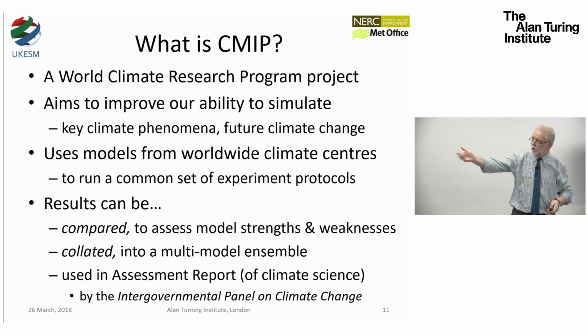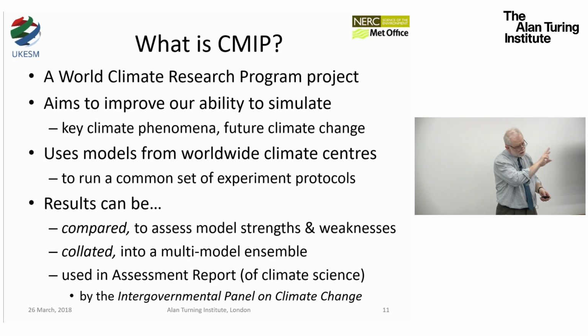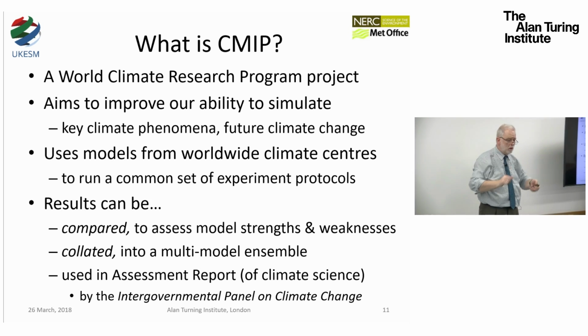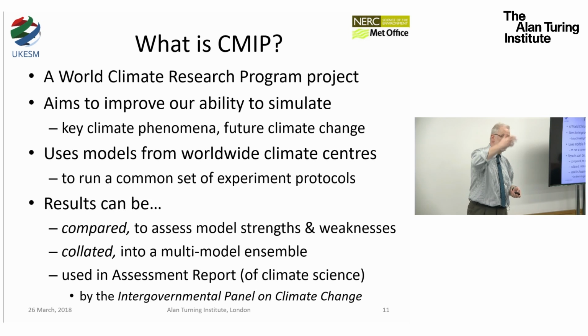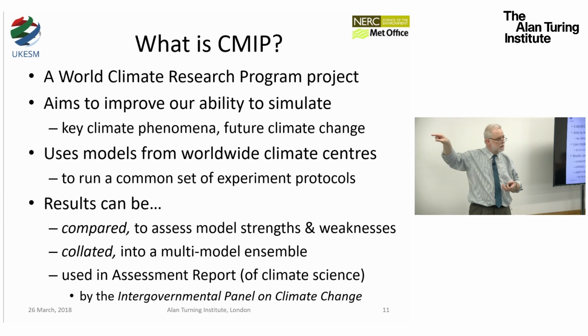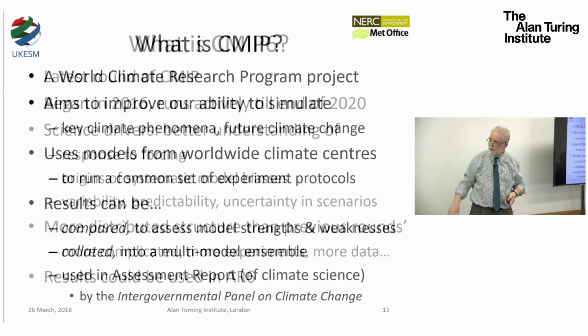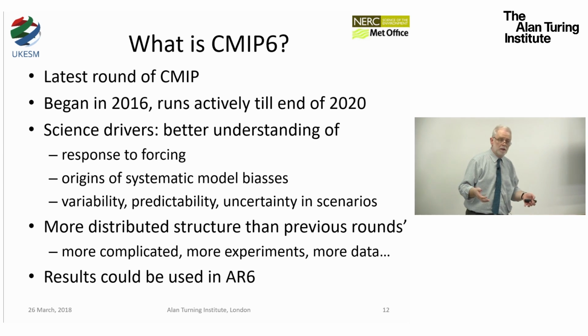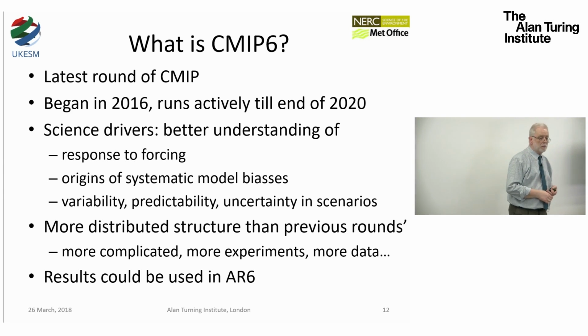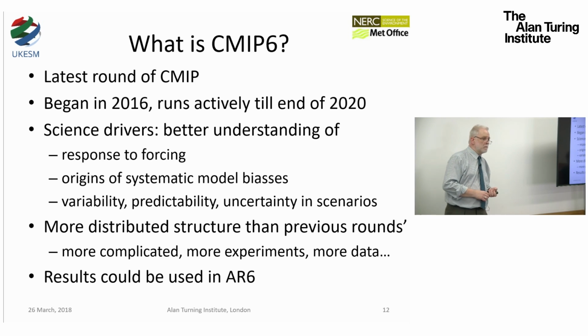So the idea here is that you can compare the results of different models doing the same experiment to assess the models' strengths and weaknesses. You can collate all those models together into a multi-model ensemble, and the way in which this gets used is, for example, in the assessment report of climate science by the Intergovernmental Panel on Climate Change, the IPCC report. This is the thing that every 4 or 5 years or so comes out and makes big headlines in the newspapers. So the input to the assessment report from the IPCC is the results from the latest CMIP. So CMIP6 will be used in the next assessment report from the IPCC, which makes it a big deal. So CMIP6 is the latest round of CMIP. It's the 5th round of CMIP. Don't ask me how they lost count.